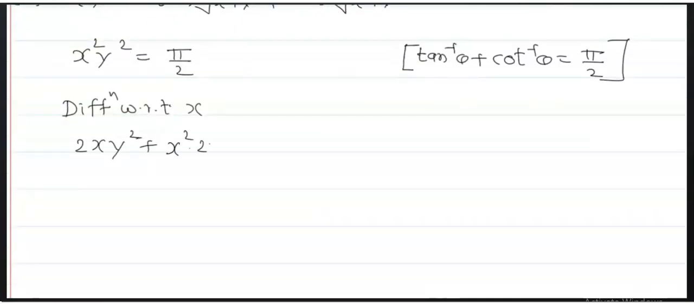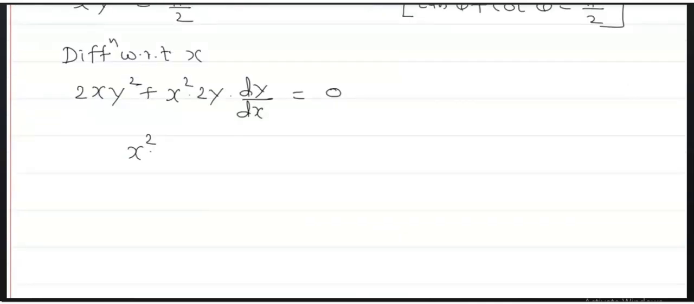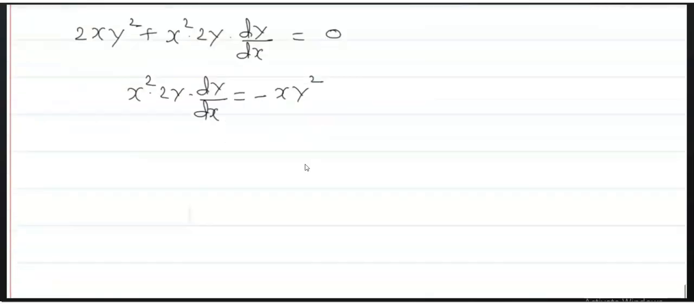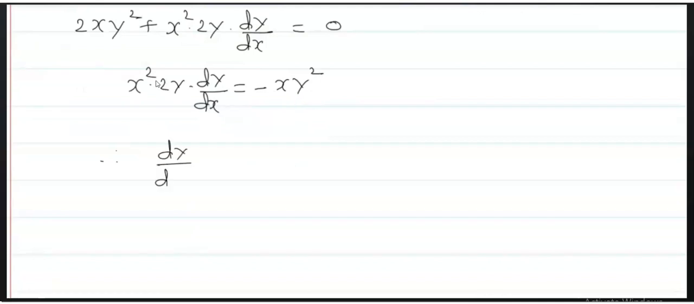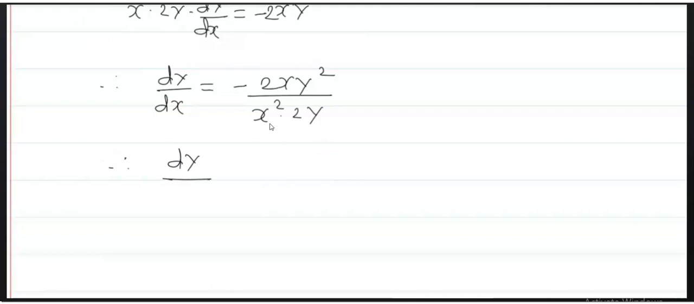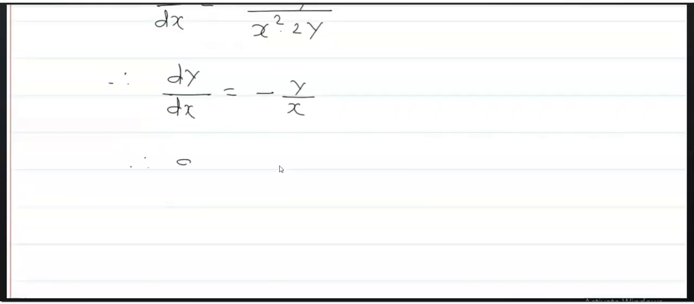Derivative of x square is 2x into y square plus x square into derivative of y square is 2y into dy by dx equals to 0. And that's why x square into 2y into dy by dx is equals to minus x into, now this 2 got cancelled by mistake, and again multiplying by 2. Therefore dy by dx is equals to minus 2xy square upon x square into 2y. And that's why dy by dx is equals to minus y upon x.